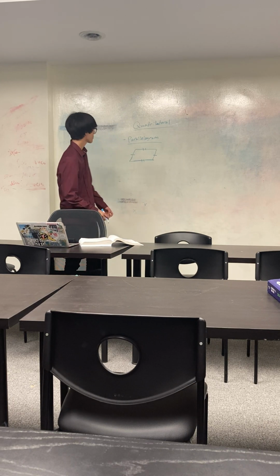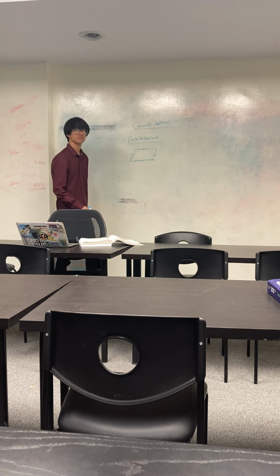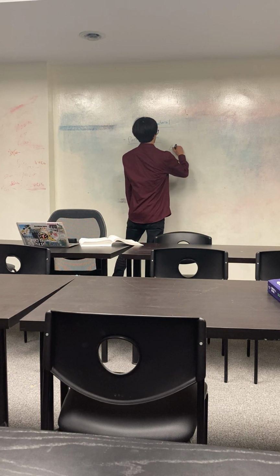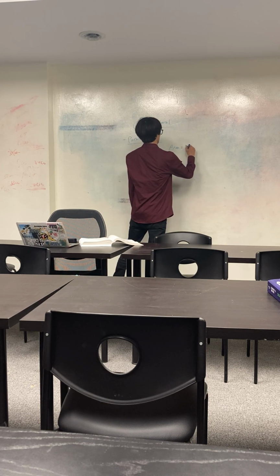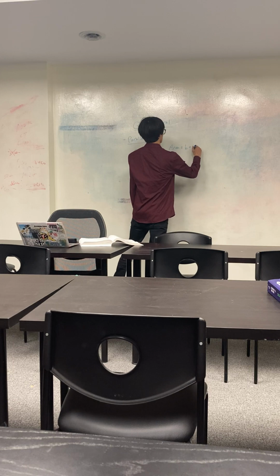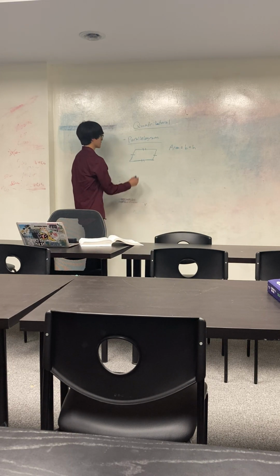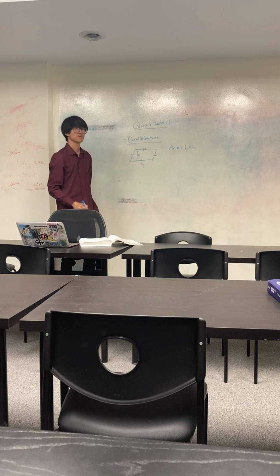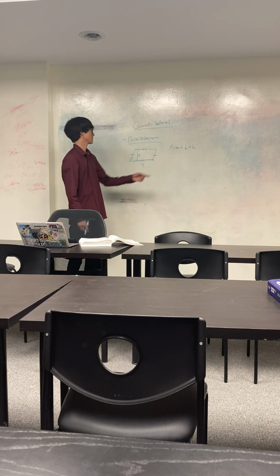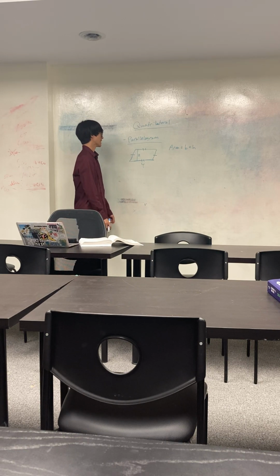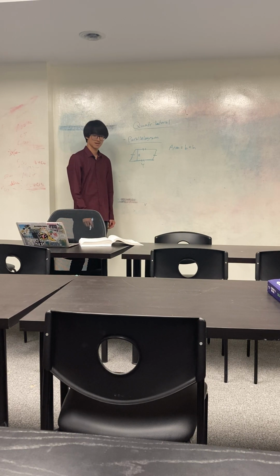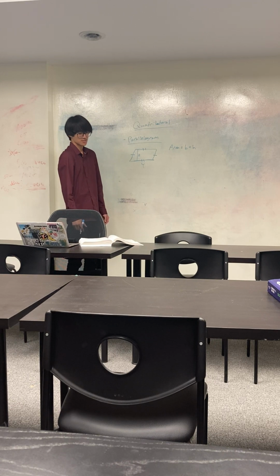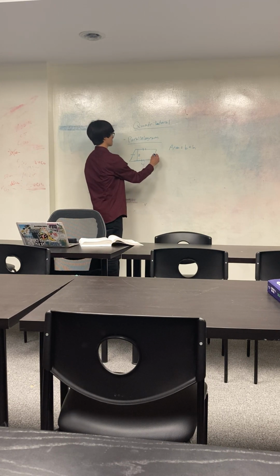And so to find the area of a parallelogram, it's just base times height. Base times height. So let's say that this one has a base of 4, height of 2. 4 times 2 is 8. So the area of this parallelogram would just be 8. Now, as for the perimeter, let's just say that this side is 3.